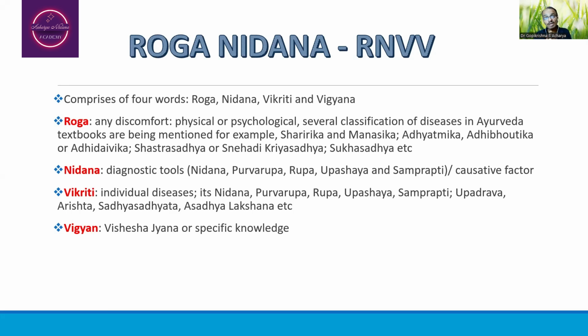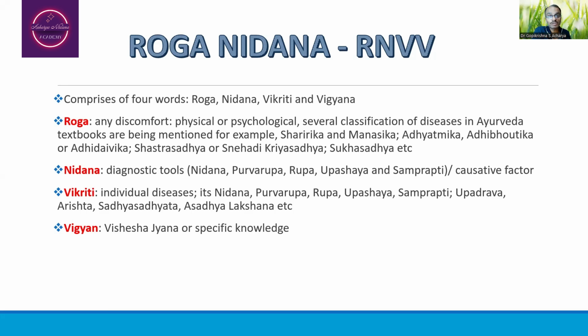So here further subdivisions are being made. Different classifications of Roga are being made. Out of them, we are going to discuss a few of them. The detailed description is available in the textbooks. So regarding physical and psychological: physical, in the sense pain in the knee joint, pain in the chest, headache, vomiting, all these are considered to be physical symptoms as such.